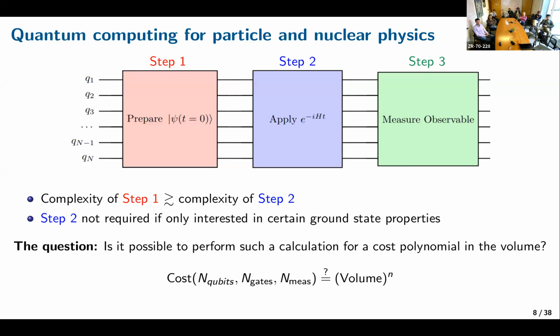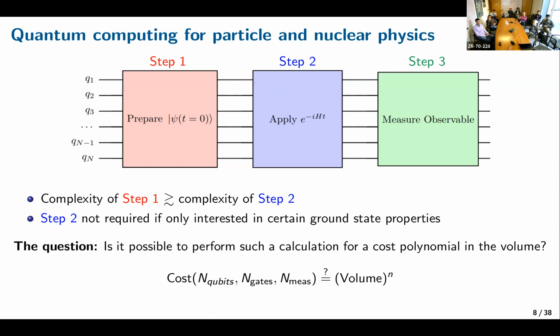And it's worth noting that steps 1 and 2 have comparable complexity in terms of resource costs, step 1 being generally slightly more expensive than step 2. And it's also worth pointing out that sometimes you don't even need step 2 if you're just interested in certain properties of the ground state, for example. And so the question that we want to answer is: is it possible for a lattice gauge theory to perform a calculation like this one, such that the cost in terms of the number of qubits, gates, and measurements scales only polynomially with the volume? If this is true, then in principle we have a chance of simulating real-time dynamics with quantum computers.